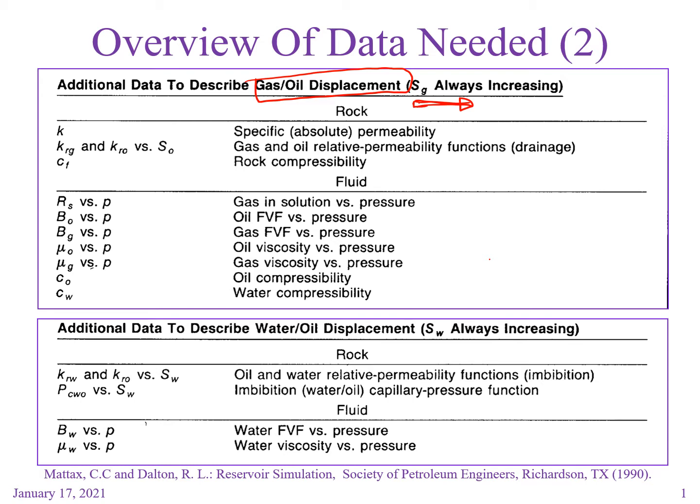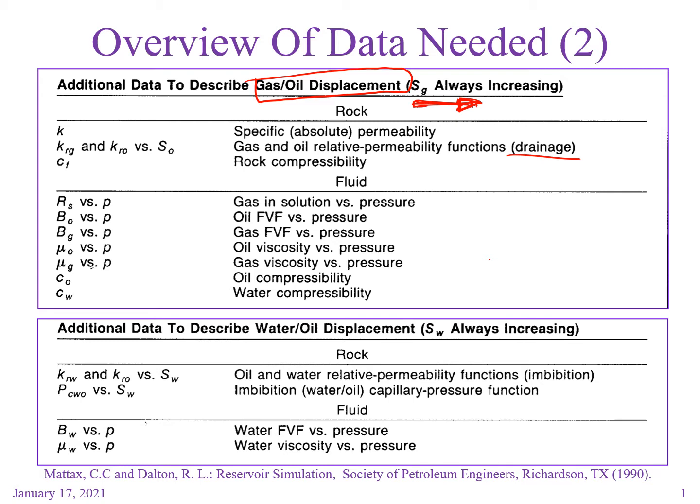So here, because the gas is a non-wetting phase typically, then you're looking at a drainage process, because for the gas saturation to be increasing, the wetting phase saturation has to be decreasing, and a decrease in the wetting phase saturation is a drainage process, and that's why you see drainage show up here.